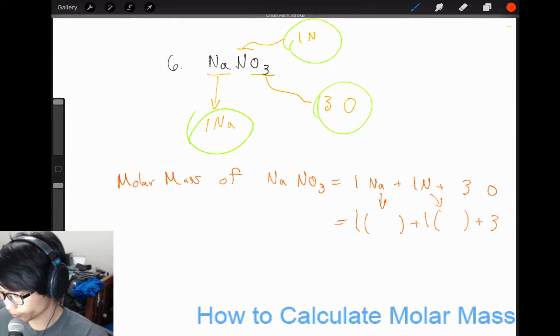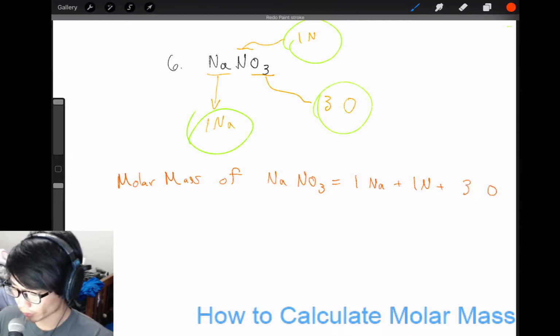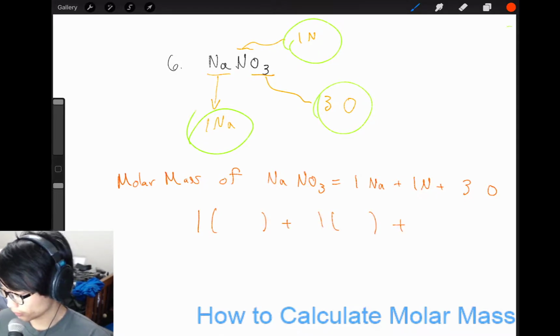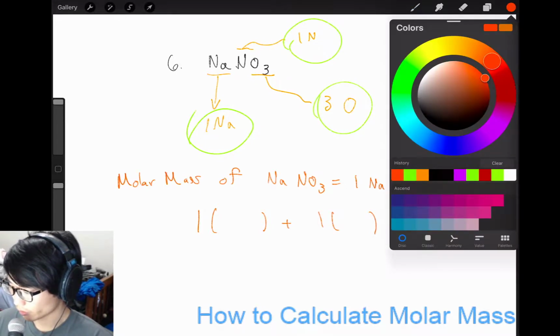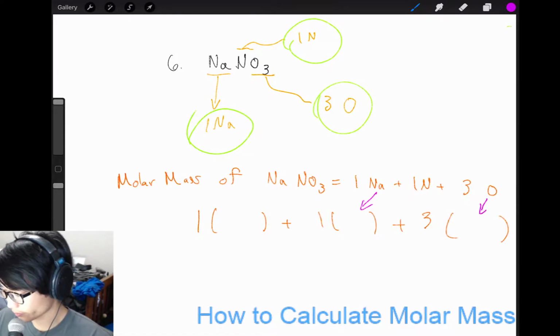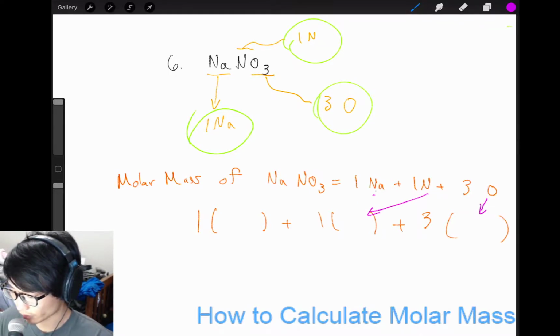Ooh, I ran out of room. I made a mistake. Okay, I'm going to start it right here. So I need 1 times something plus 1 times something plus 3 times something. Use some purple. So the weight of my oxygen is going to go here. The weight of my Na is going to go here. Oh, no, it's not. My bad. My N is going to go there, and then my Na is going to go right here.